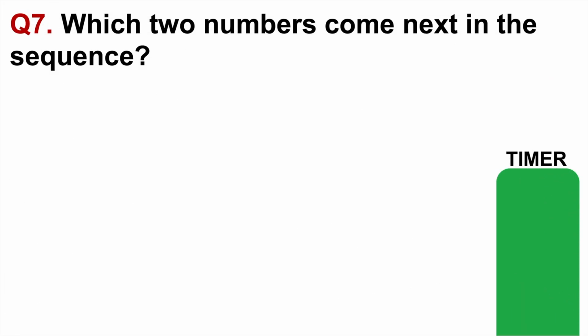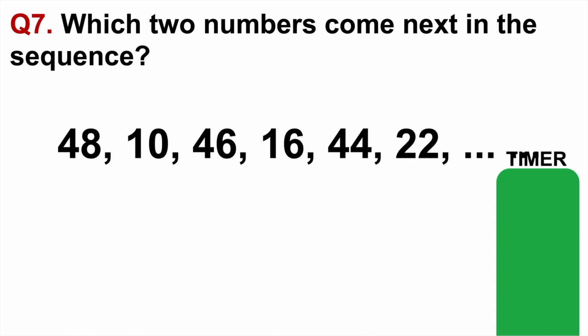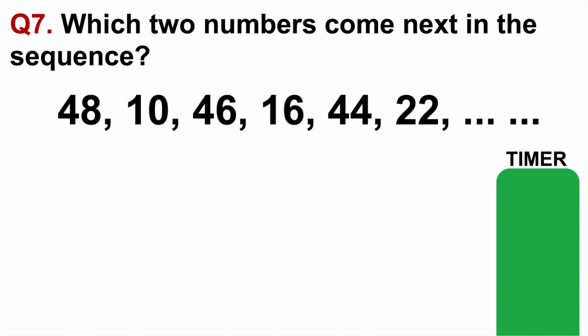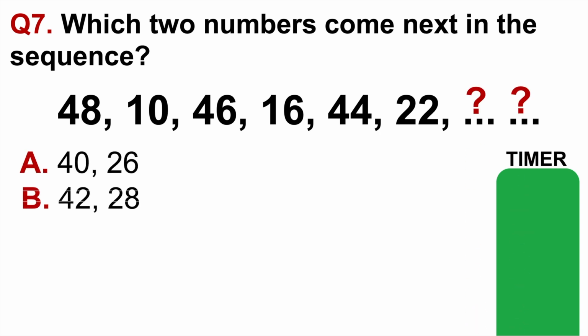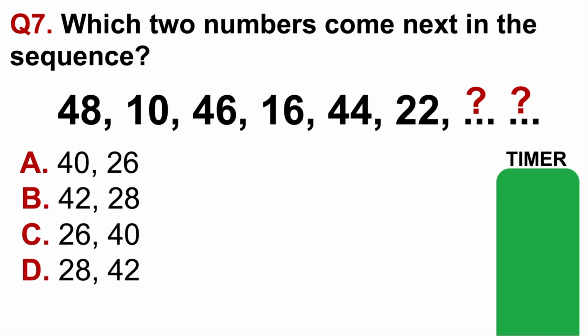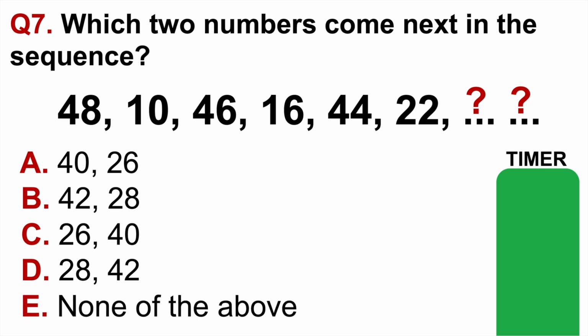Here we go. Which two numbers come next in the sequence? 48, 10, 46, 16, 44 and 22. So is it A, 40, 26, B, 42 and 28, C, 26 and 40, or D, 28 and 42? And you have the time it takes the timer to go down to answer the question. Or is it E, none of the above? Here we go.